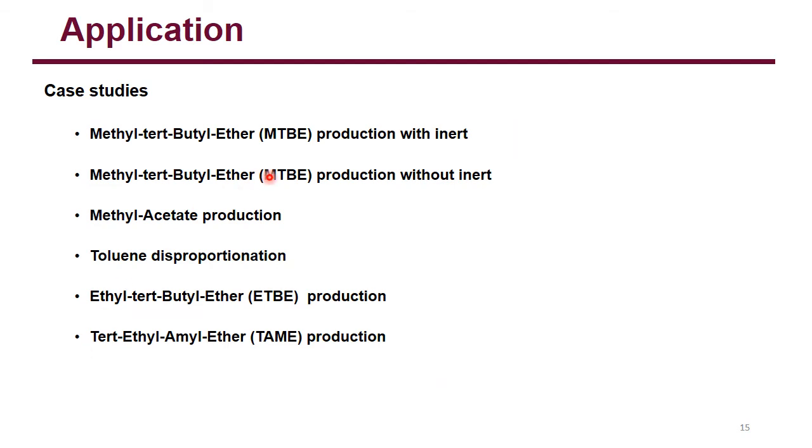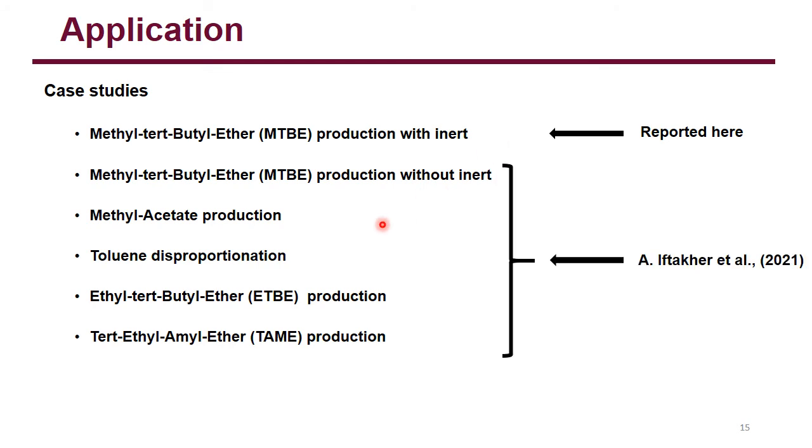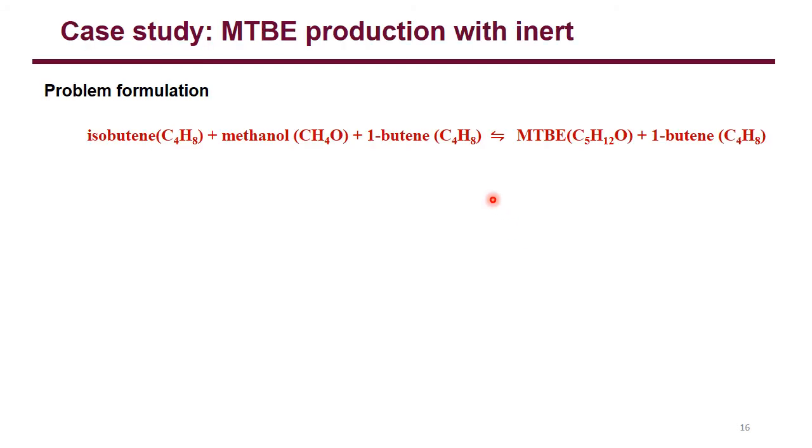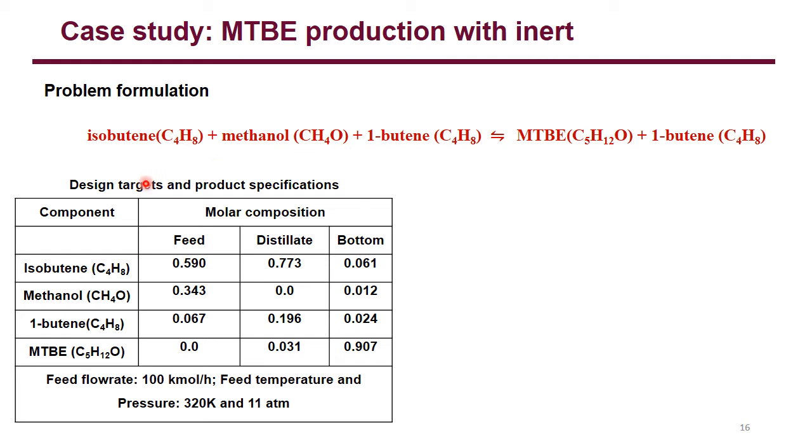So all these steps are highlighted in 6 case studies. Here I will be showing the production of MTBE in the presence of inert, while the other 5 case studies are reported in one of our earlier publications. At first we formulate the problem. MTBE, or methyl tert-butyl ether, is produced from the reaction of isobutene and methanol in the presence of 1-butene. We define the design target.